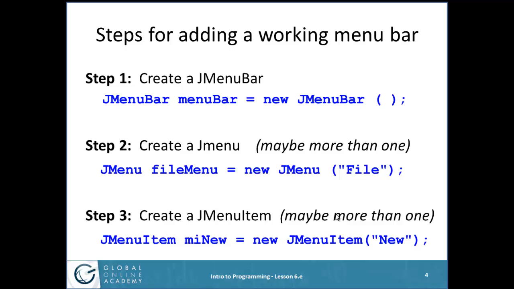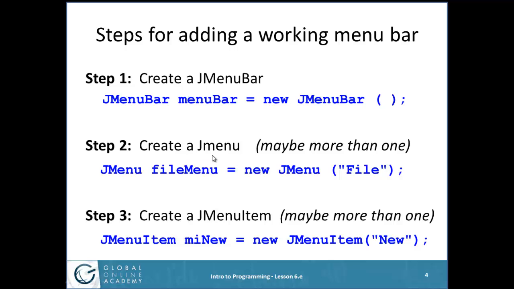The steps for adding a working menu bar. First, we create a menu bar. And yes, you guessed it, there is a class called JMenuBar. JMenuBar is the name of the class. I give myself a variable name. Here I've just used a very obvious variable name of menu bar. I instantiate it to be a new JMenuBar that gives me an object called menu bar that I can use to contain a bunch of menus.